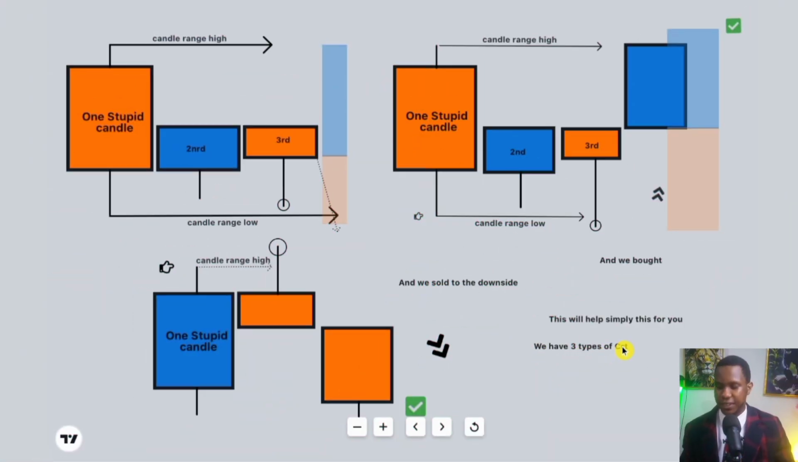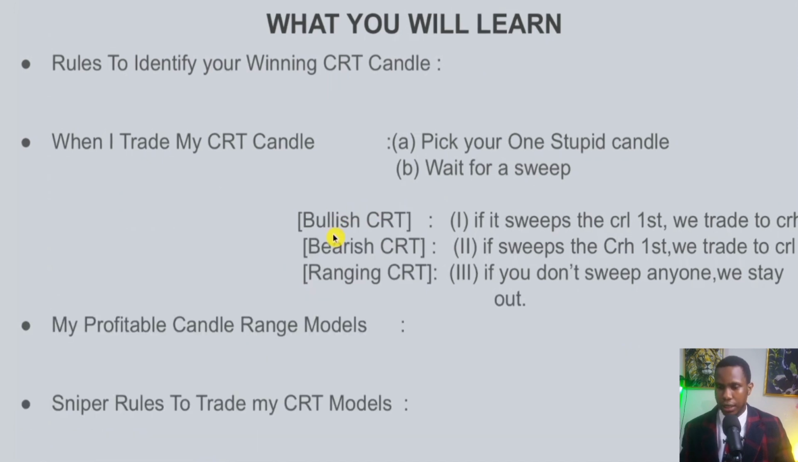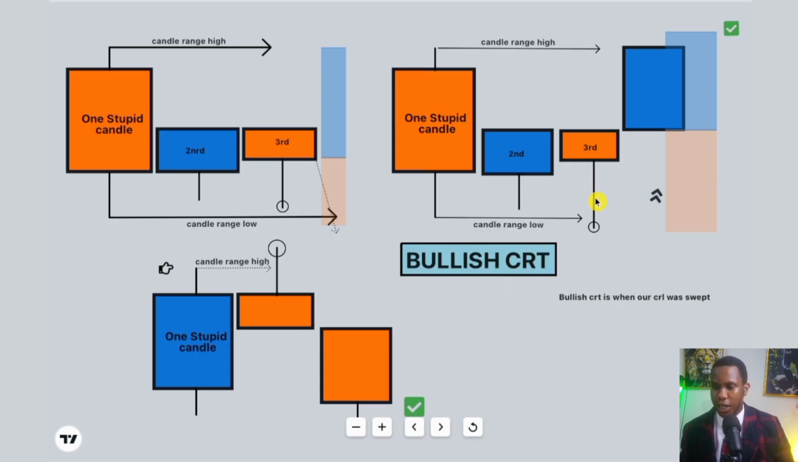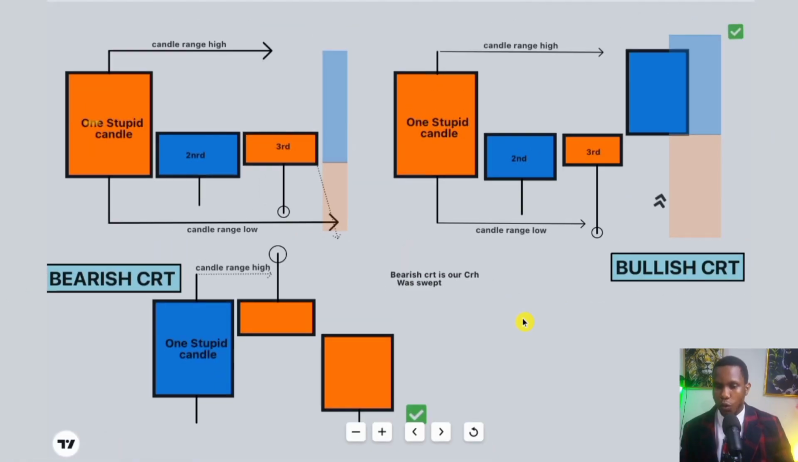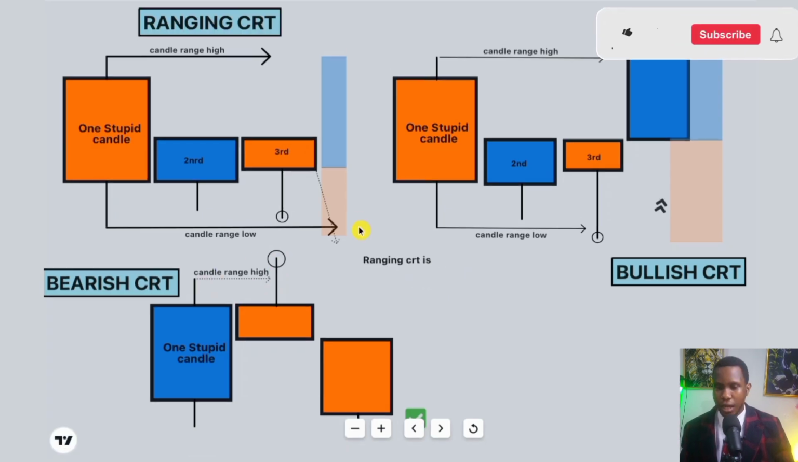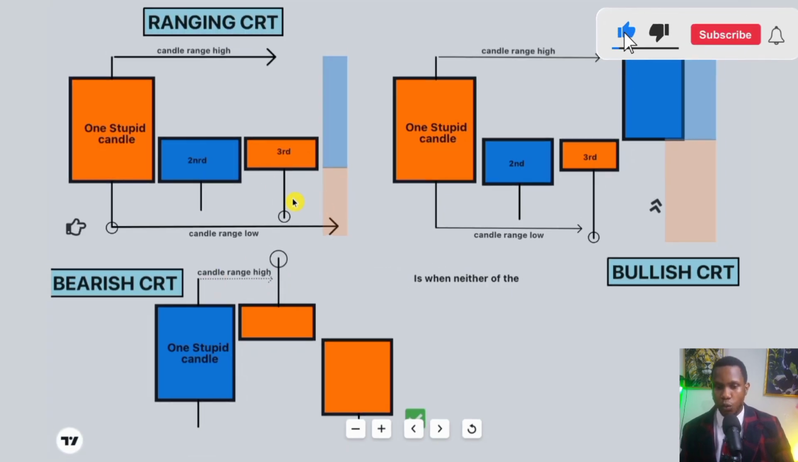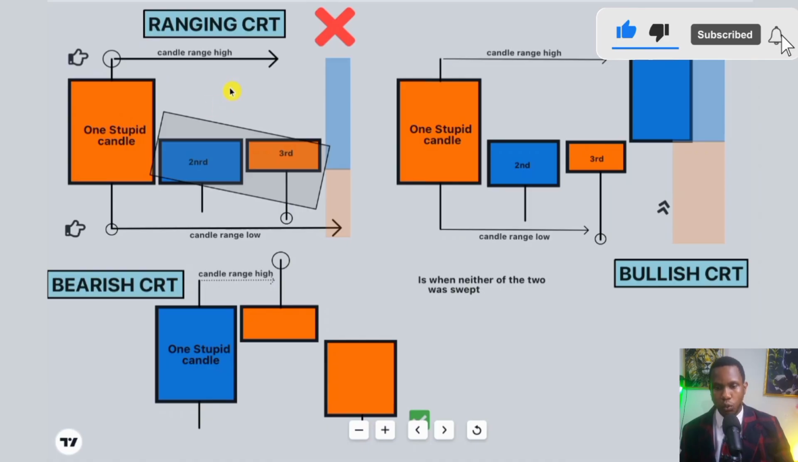We have three types of CRT: a bullish CRT, a bearish CRT, and a ranging CRT, traders. A bullish CRT is when we swept our candle range low first, while a bearish CRT is when we swept our candle range high first, and a ranging CRT is when neither of the two was swept. Can you see it was ranging?